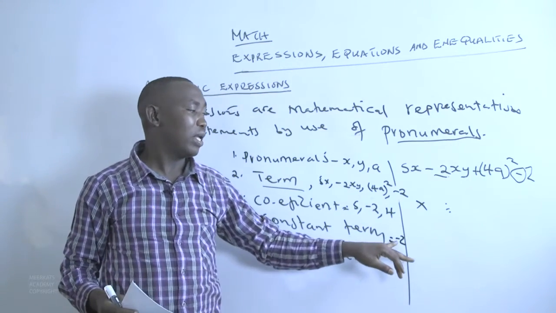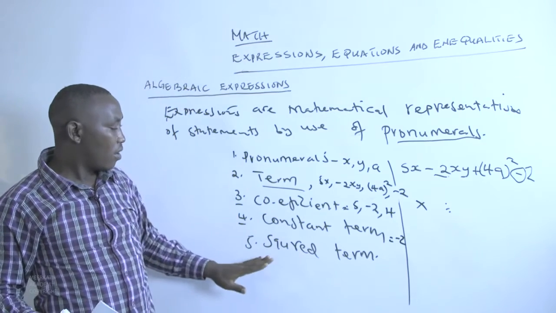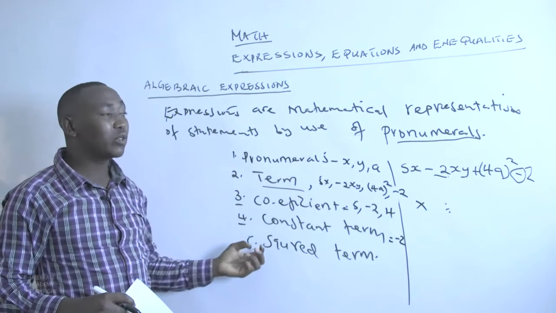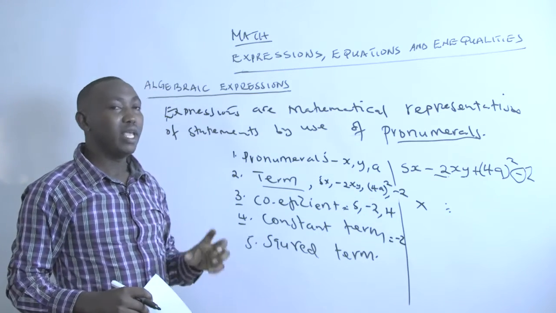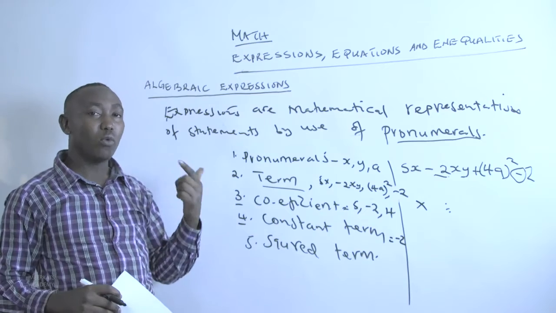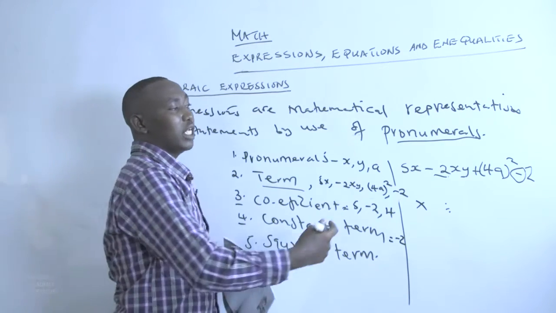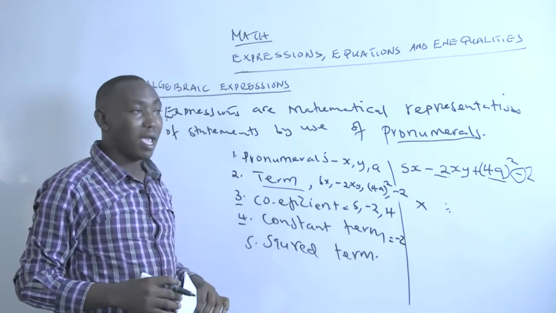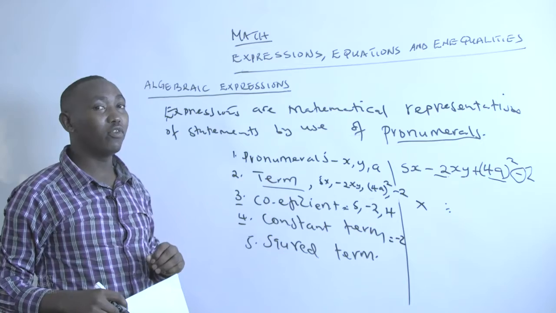Always remember the sign before that particular term. It is very important. The last term that we need to understand is a squared term. Now, if you look at our expression, there is only one term that has been squared. And in this particular case, if you check through, you'll discover that 4a has been squared. And therefore, you can say that the squared term in this case is 4a squared.